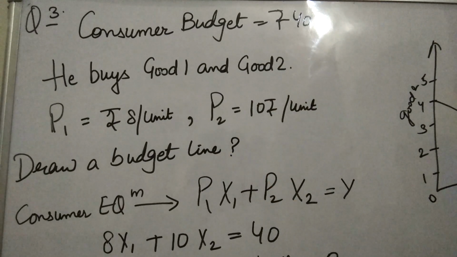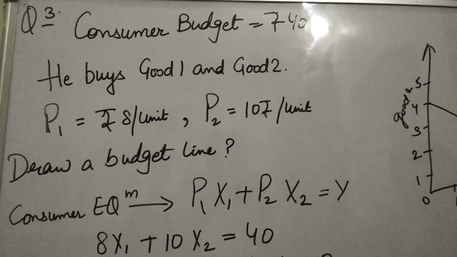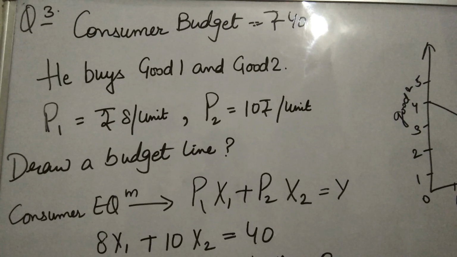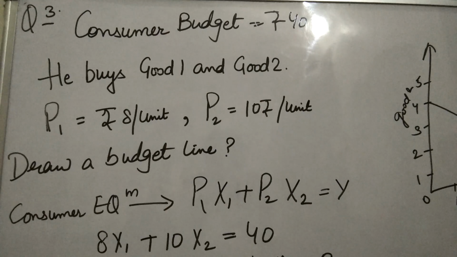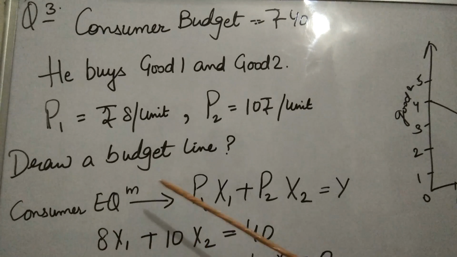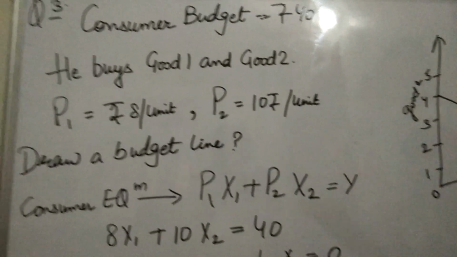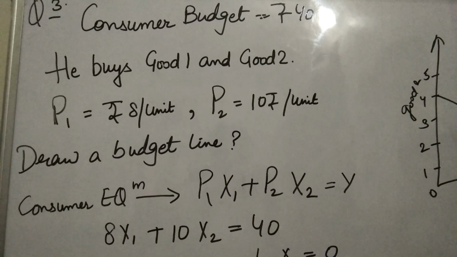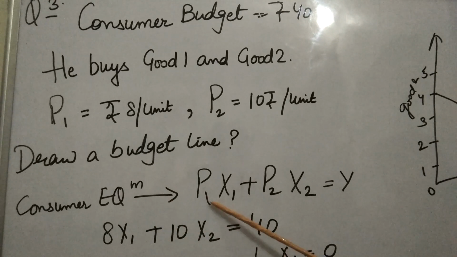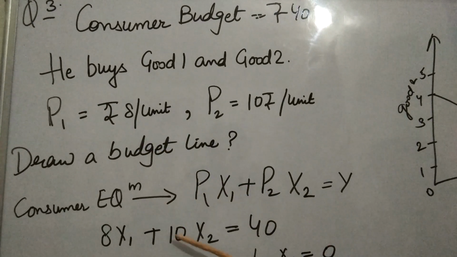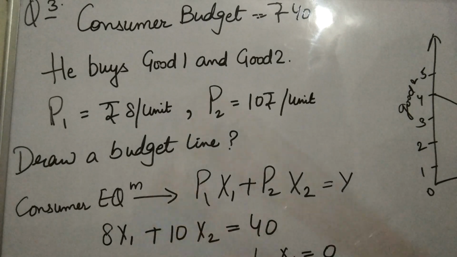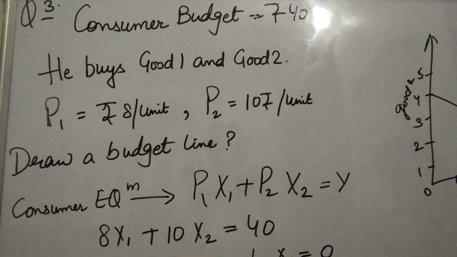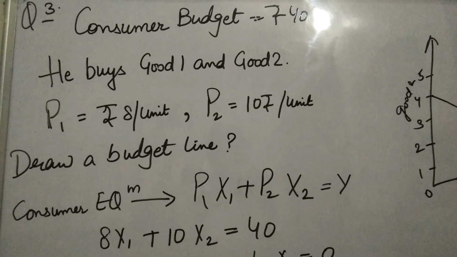Now the question demands, listen to this very carefully, read the question very carefully and understand what the question is demanding. This question is demanding that you draw a budget line. Okay, budget line is the price line. What are the various combinations that could come within this income of ₹40? Now as you all know, the consumer equilibrium condition is P1x1 plus P2x2 should be equal to Y. So just simply putting in the values here, P1 was 8 rupees per unit and x1, we don't know how much quantity of good we will take, and the price P2 was 10 rupees per unit and the quantity x2 was also unknown.